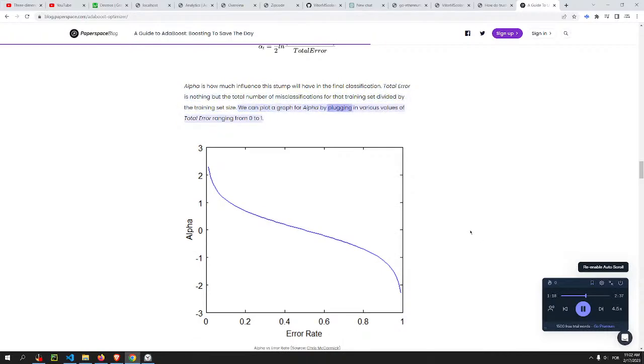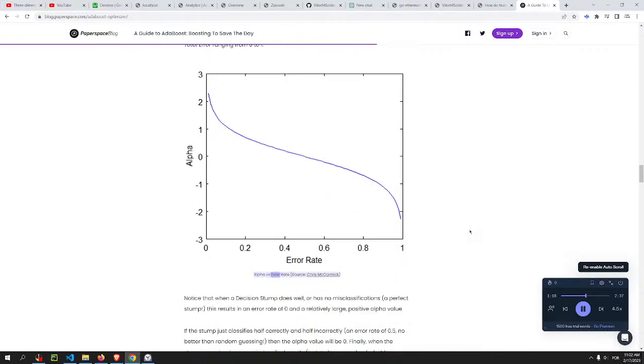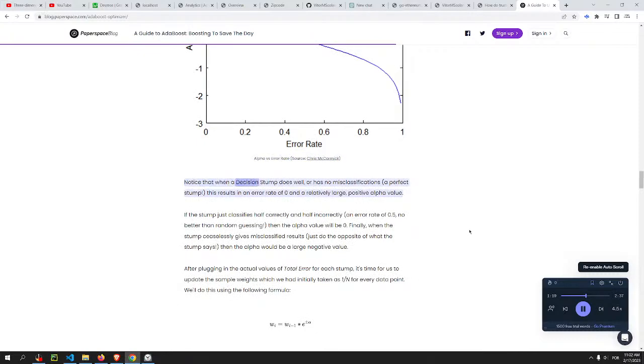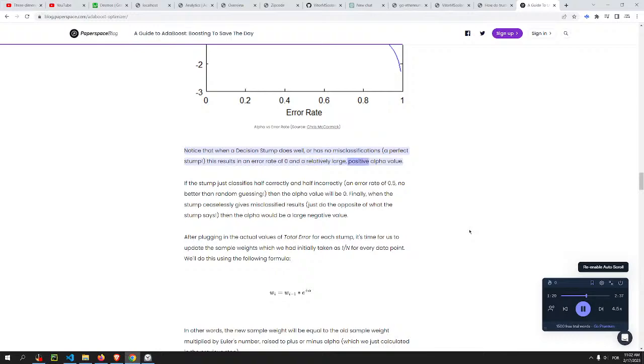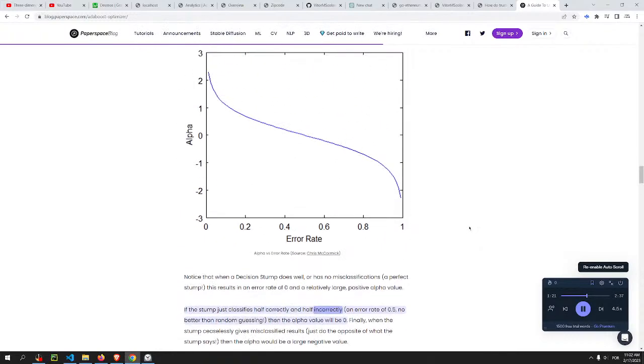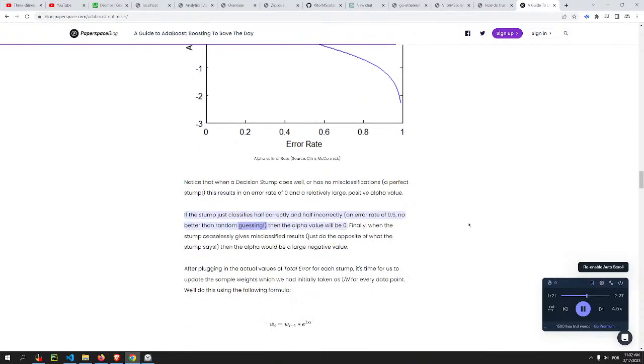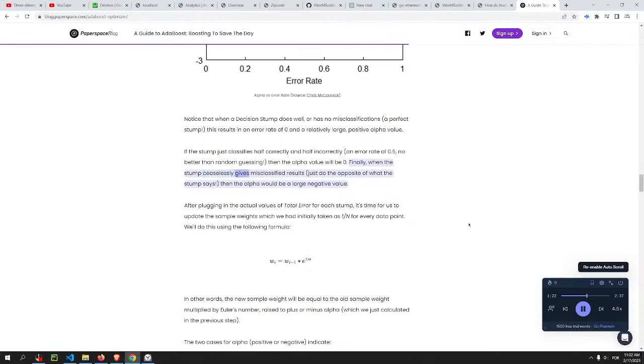We can plot a graph for alpha by plugging in various values of total error ranging from 0 to 1. Alpha vs error rate. Source, Chris McCormick. Notice that when a decision stump does well, or has no misclassifications, a perfect stump, this results in an error rate of 0 and a relatively large, positive alpha value. If the stump just classifies half correctly and half incorrectly, an error rate of 0.5, no better than random guessing, then the alpha value will be 0. Finally, when the stump ceaselessly gives misclassified results, just do the opposite of what the stump says, then the alpha would be a large negative value.